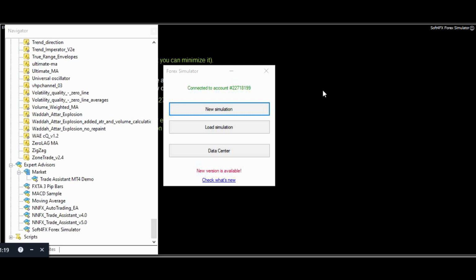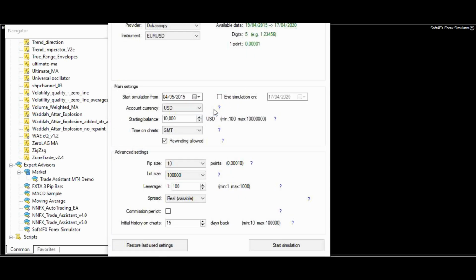Forex Simulator. So I pull that on. It is an EA. And then I say, start a new simulation. So in this simulation, we're going to be doing Euro USD. I'm going to be starting the simulation from the 1st of January of 2018, and I'm going to be ending the simulation on January 15th of 2020. So that gives me just over 2 years of data.